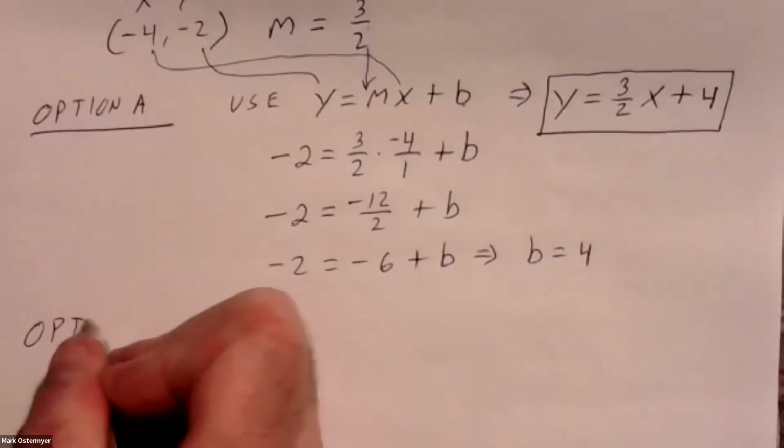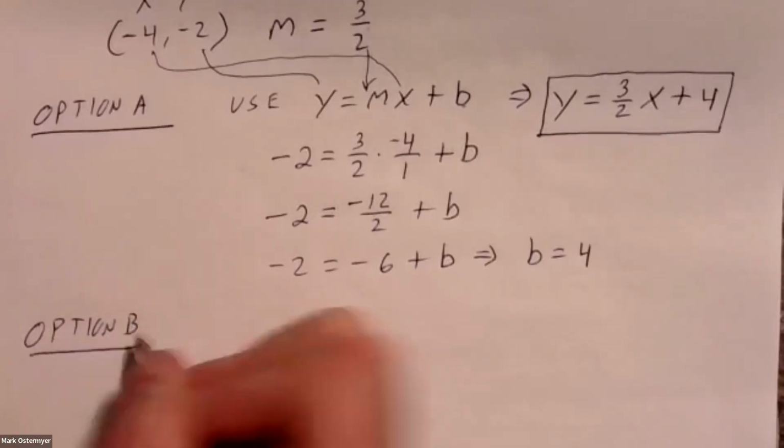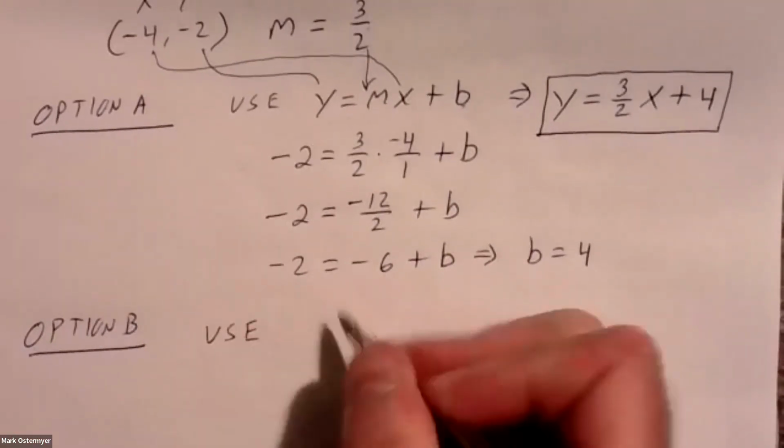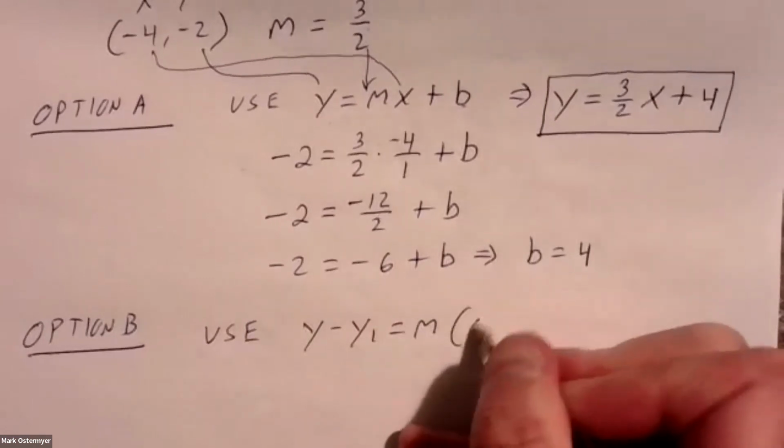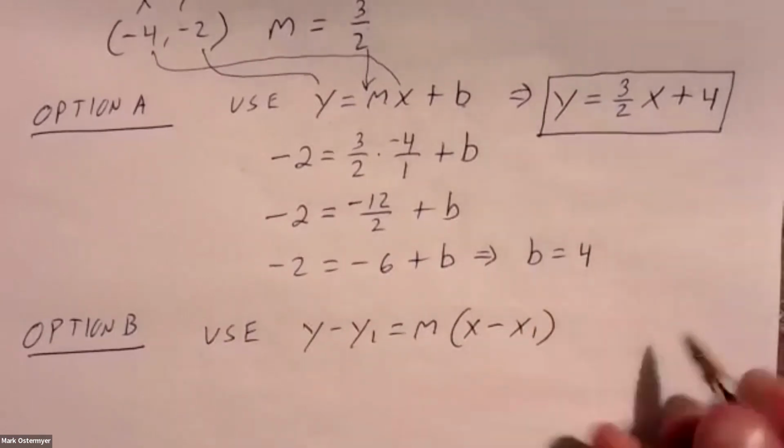Option B, I'll call it. Option B is I could have used what is called point-slope form to derive the equation of this line. This is called point-slope form.